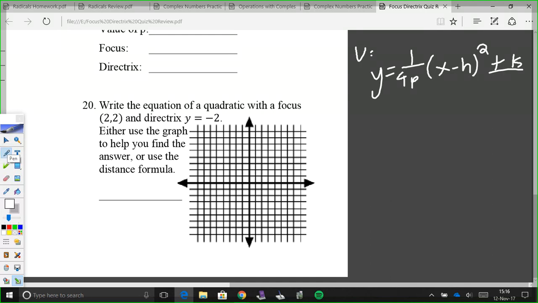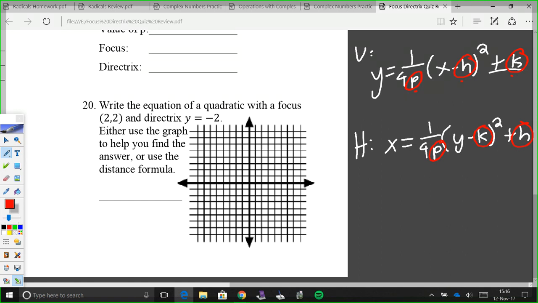But just in case I need it, the horizontal one, if I realize this is horizontal, is x equals 1 over 4p (y minus k) squared plus h. Alright, so these are the formulas. All we need is to know what the p value is, the h value, and the k value. If I know those three, I'll just plug those numbers in, and I'll have my equation. Same thing down here.